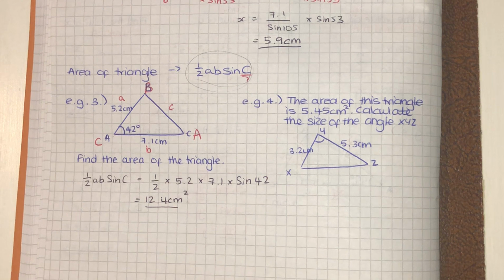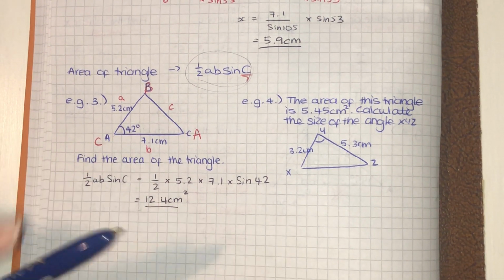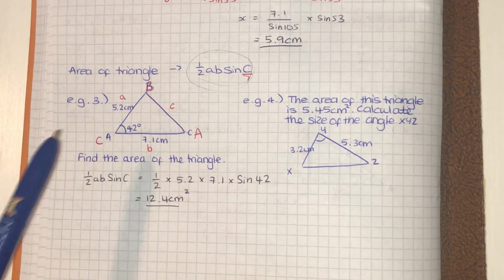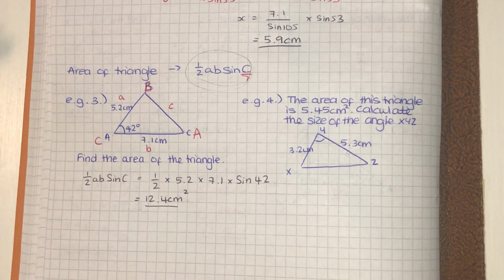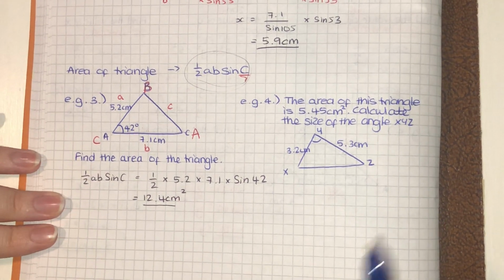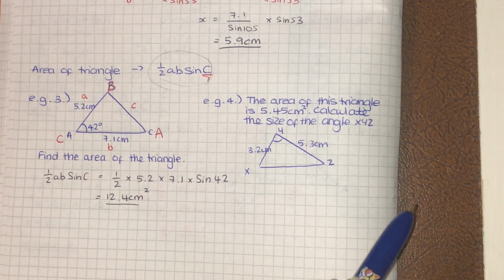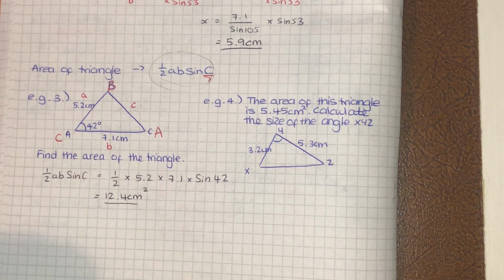Now the trick is, if you are absolutely fine with it and you just want a bit of speed, the sides that you need will always be the two sides that are connected with the angle in the middle, okay? So that's just a little trick if you wanted to know. So for the last example for today, so this is EG4, these are the reverse ones. So you're told the area and we need to work out the angle.